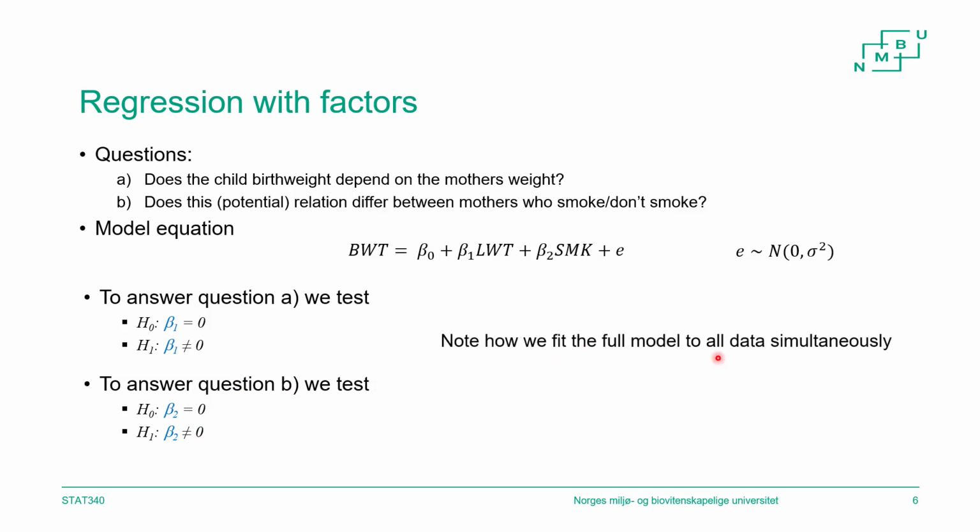Note how we fit the full model to all data simultaneously. You don't do it in 2 steps, as you might perhaps think. First fit the model with this, and then fit another model with only this. No, put them in together. And the reason is that, especially when we have interactions, as we will see later, these parameters change whether you fit them alone or together with something else. The estimates you get for beta 1 and beta 2, and the estimates are important for testing this, right?